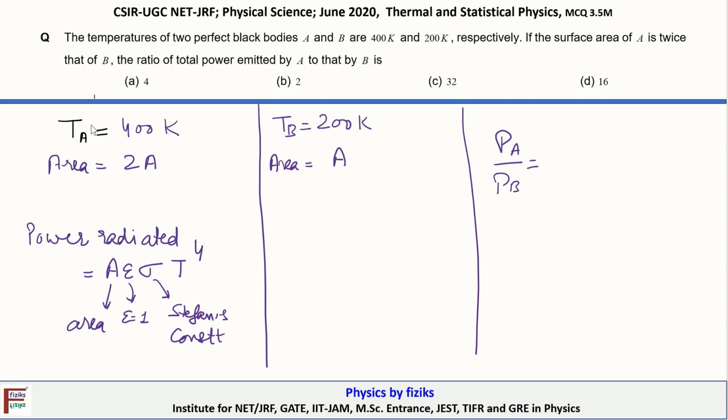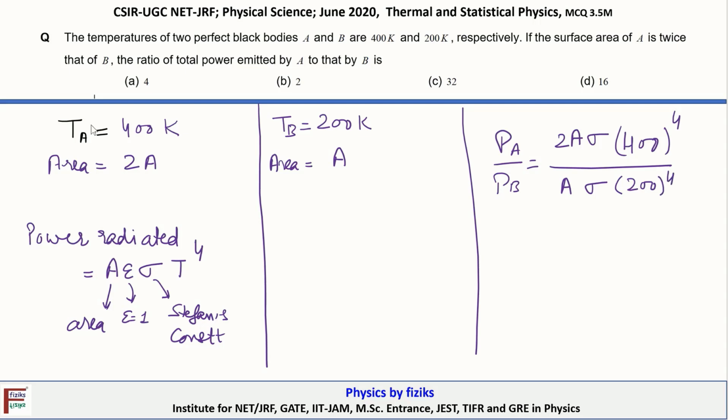Based upon this information, if we calculate PA by PB, this comes out to be the area of black body A, which is 2A, and then sigma, which cancels with sigma. So 2A sigma TA power 4, where TA is 400 Kelvin, so 400 power 4, divided by the area of black body B, which is A, and then sigma and TB power 4, where TB is 200 Kelvin, power 4.